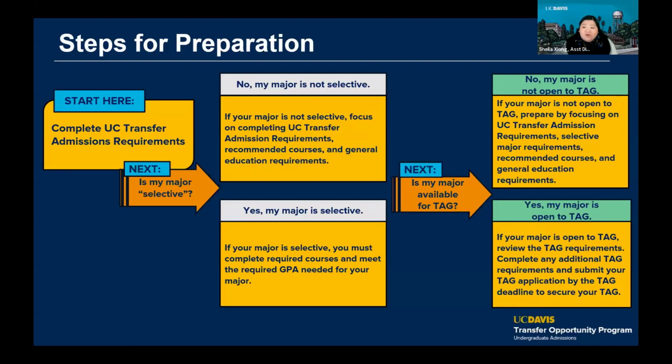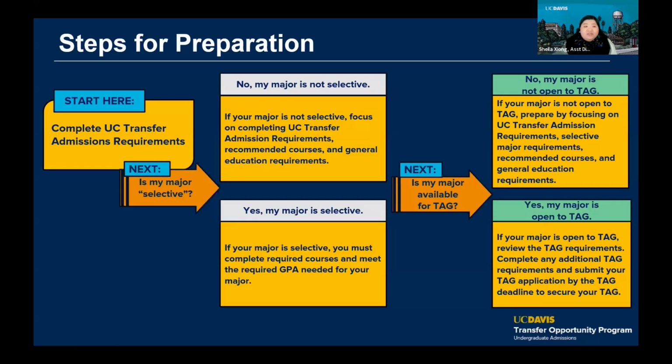Now, UC Davis has something called the TAG. We'll go over the TAG in a couple of slides, but some majors are available for TAG. So if your major is available for TAG, you can apply for an admission guarantee into your major. So that would be another set of requirements, right? Usually with TAG requirements, sometimes you may have additional GPA or you have to meet the additional TAG requirements for units or enrollment.